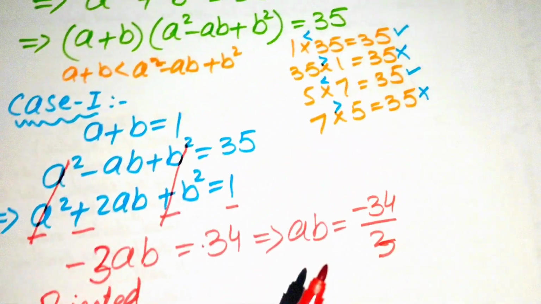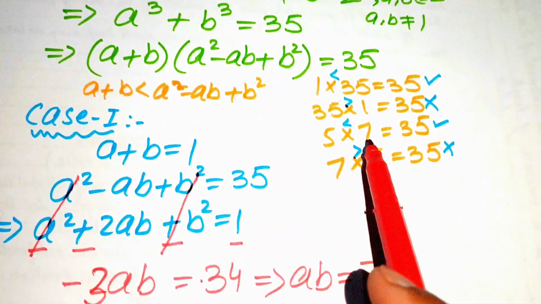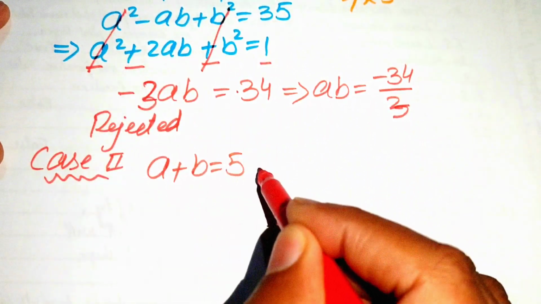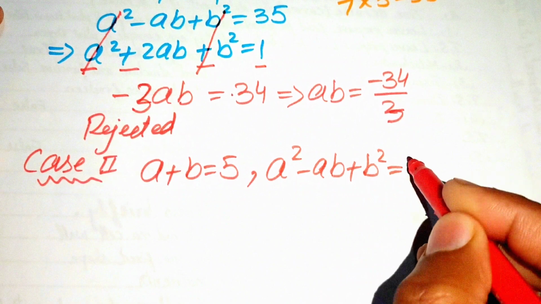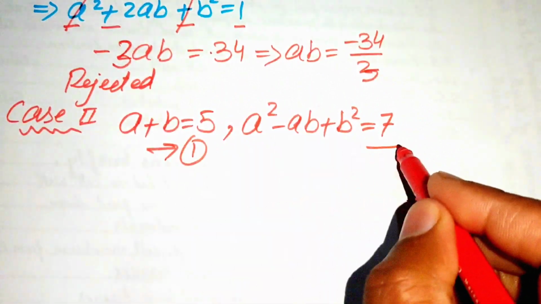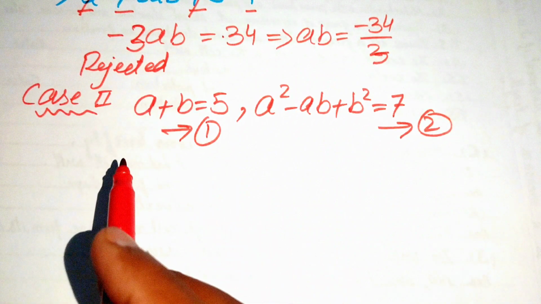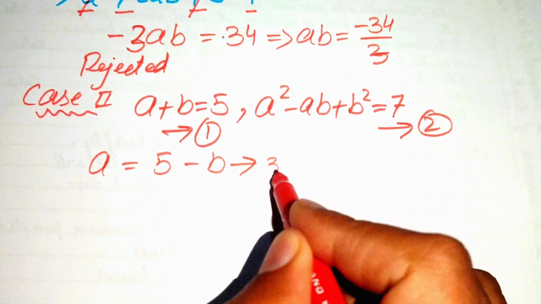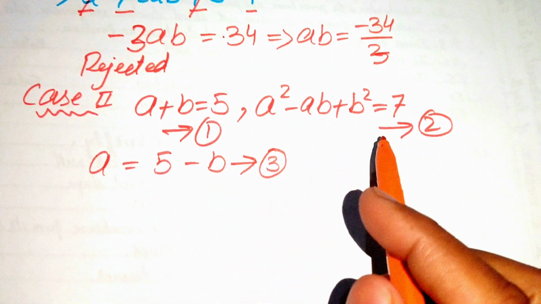In case number 2, we have the other possibility in which we compare a plus b times a square minus ab plus b square from these two terms. Here we obtain a plus b equals 5, and a square minus ab plus b square equals 7. We call this equation number 1 and this equation number 2. From equation number 1 we get a equals 5 minus b, and we name this equation number 3. Now we substitute the value of a in equation number 2.